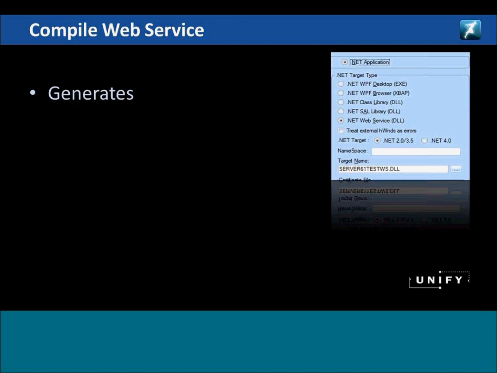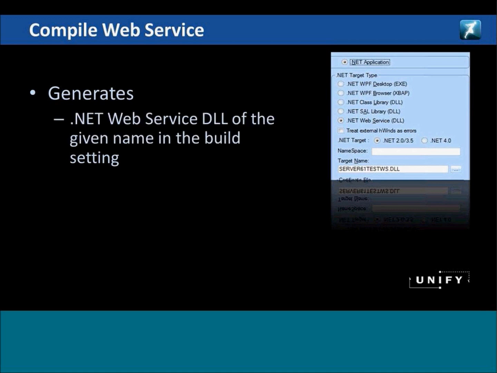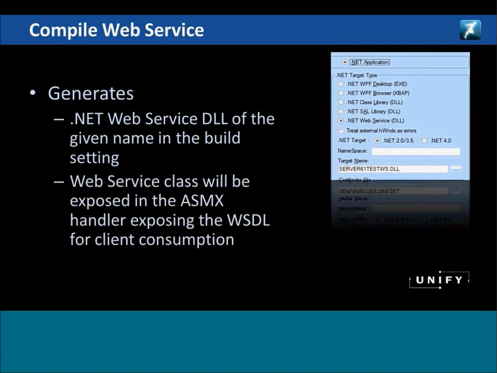Compiling the web service is really easy. You just hit the compile button, then it generates the .NET web service DLL of the given name in the build setting. The web service class will be exposed in the ASMX handler, exposing a WSDL for client consumption. That is part of the technology we are using, which is ASP.NET, that allows us to create an ASMX file together with the DLL file.